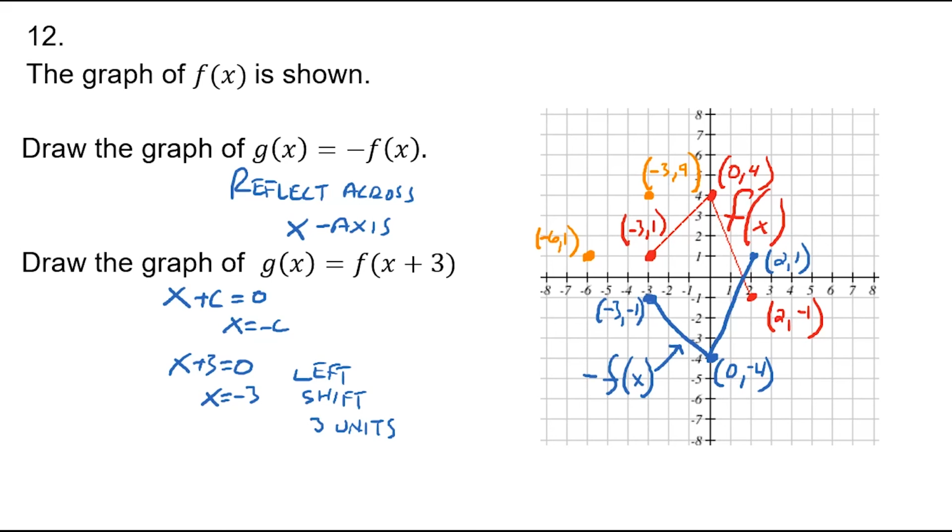Alright, starting on the graph of f of x, we have 2 comma negative 1. Shift it to the left 3 spaces, 1, 2, 3, and that is negative 1 comma negative 1. So connect these dots, there, there. Okay, and that is your graph of f of x plus 3.